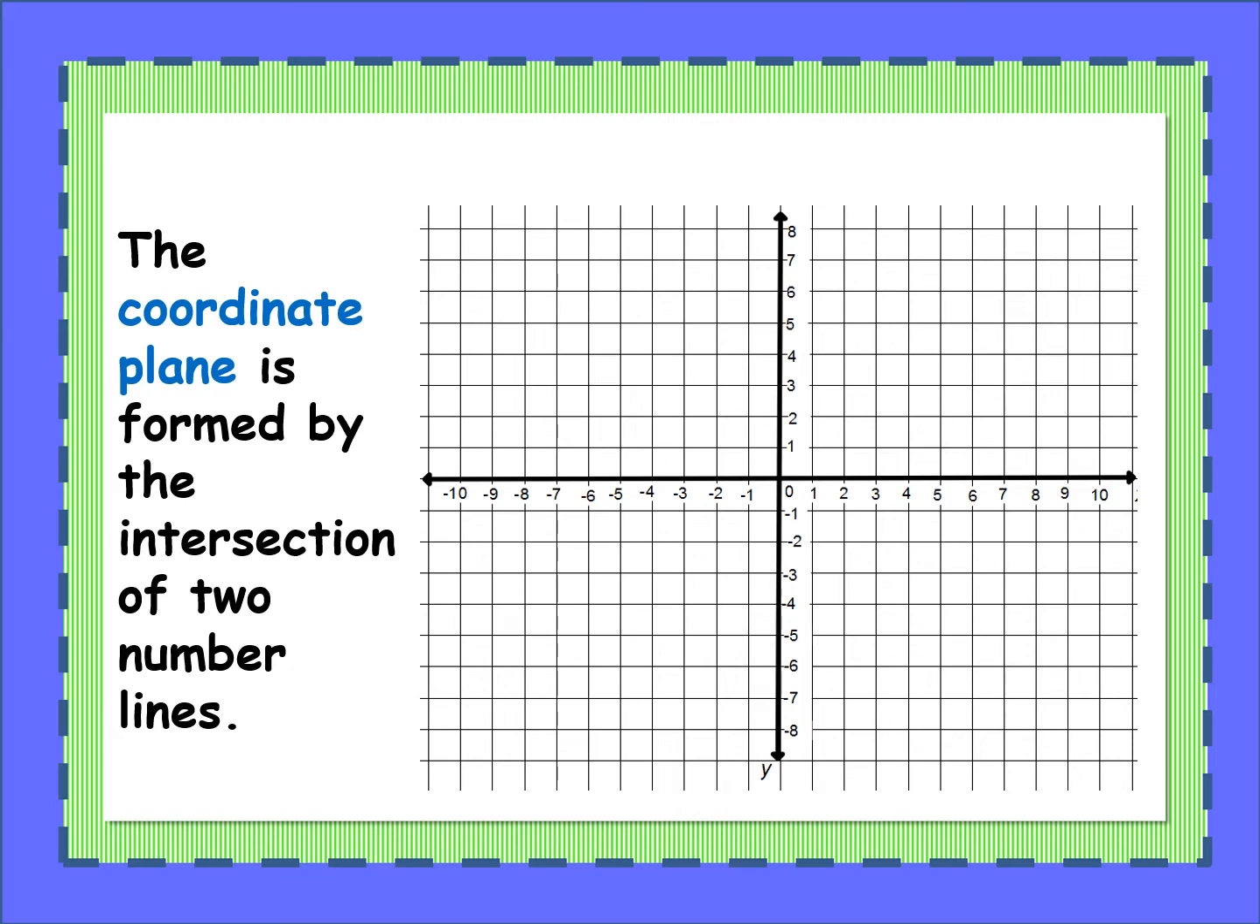Now let us use ordered pairs along the coordinate plane. So what is a coordinate plane? The coordinate plane is formed by the intersection of two number lines. The horizontal number line is the x-axis, while the vertical number line is the y-axis. As you can see, they intersect at (0, 0). To the right of 0 along the x-axis are the positive numbers, and to the left of 0 are the negative numbers. Along the y-axis, below 0 are the negative numbers and above 0 are the positive numbers.